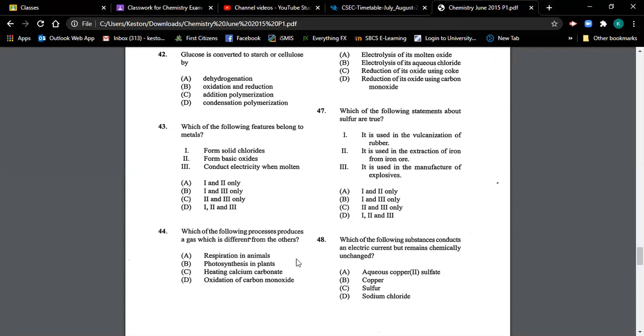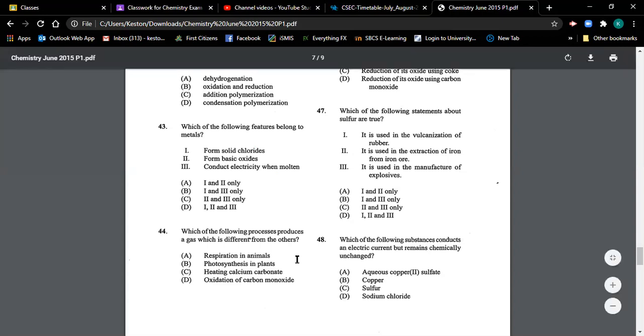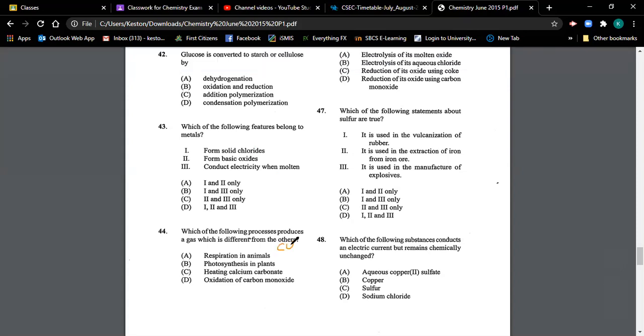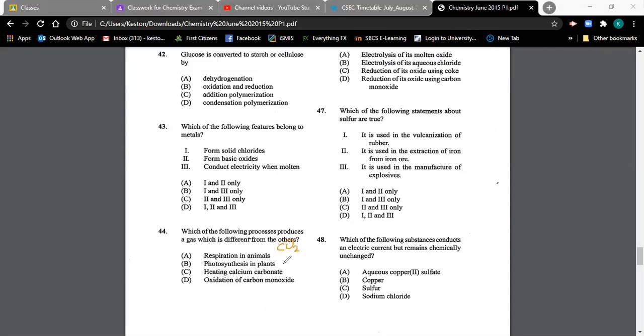Respiration in animals produces what type of gas? When we respire, what type of gas do we get? Good. Photosynthesis in plants, what type of gas do we get? Good, very good. Right, because they take in the carbon dioxide, right?